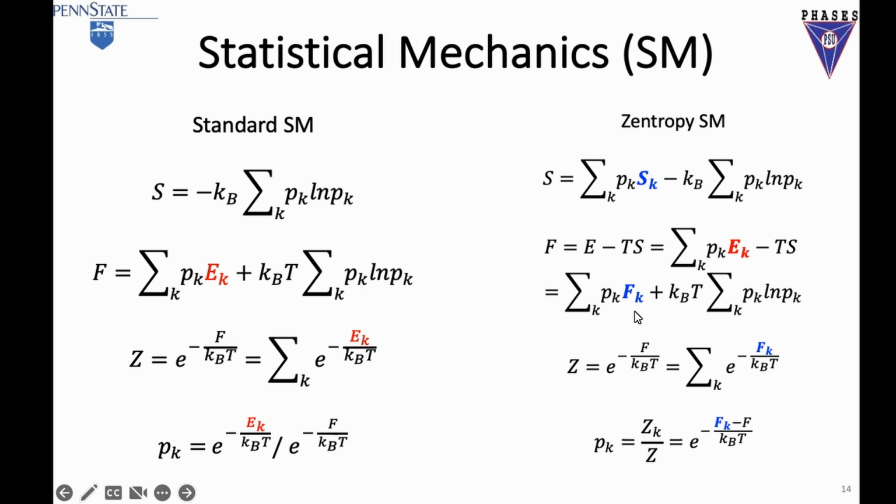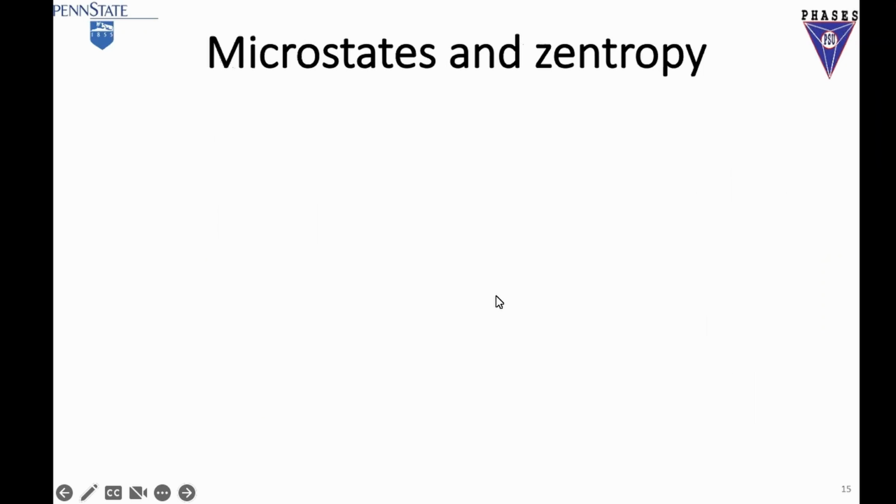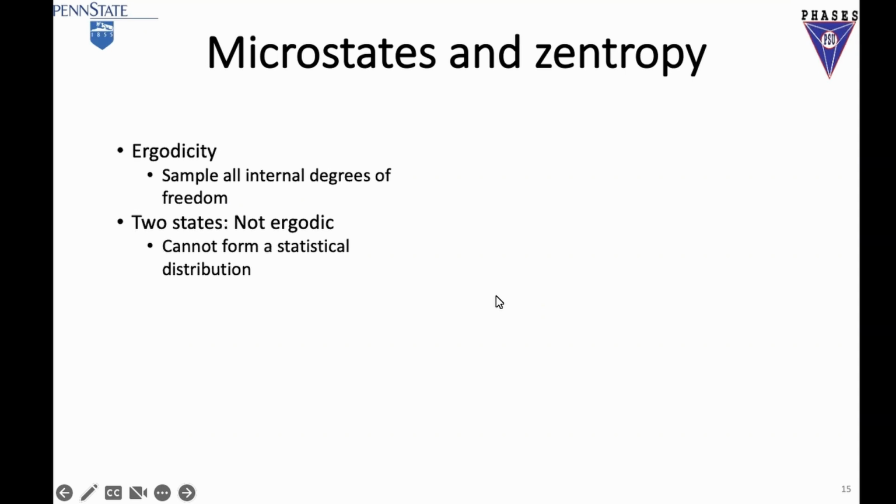So we have a couple of examples we did in the last few years. First, we have to make sure that we get enough states. Your microstates have to capture what they call the ergodicity of the states. You have to sample all internal degrees of freedom. And there is a lot of literature on this.